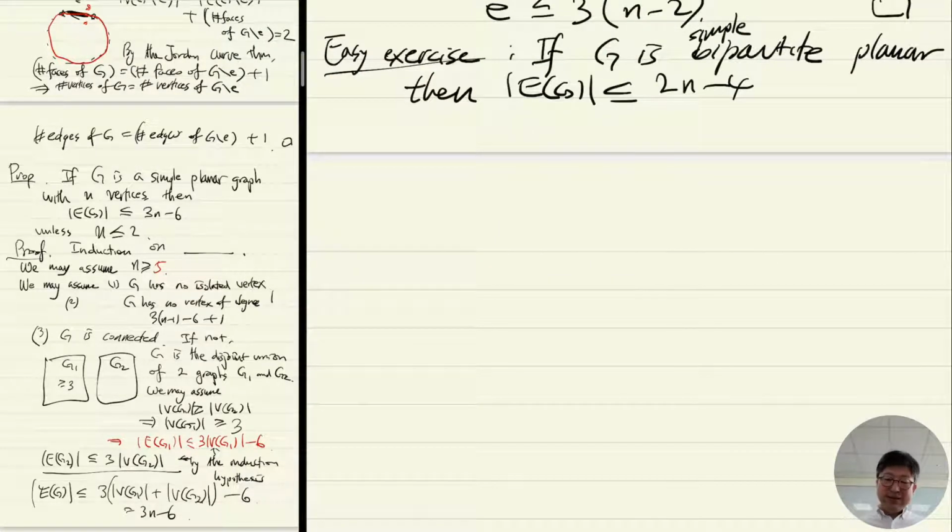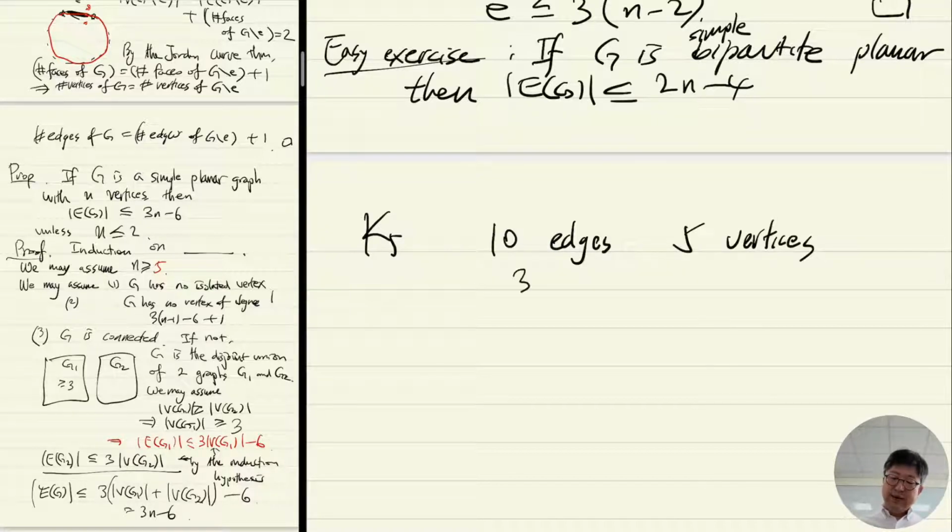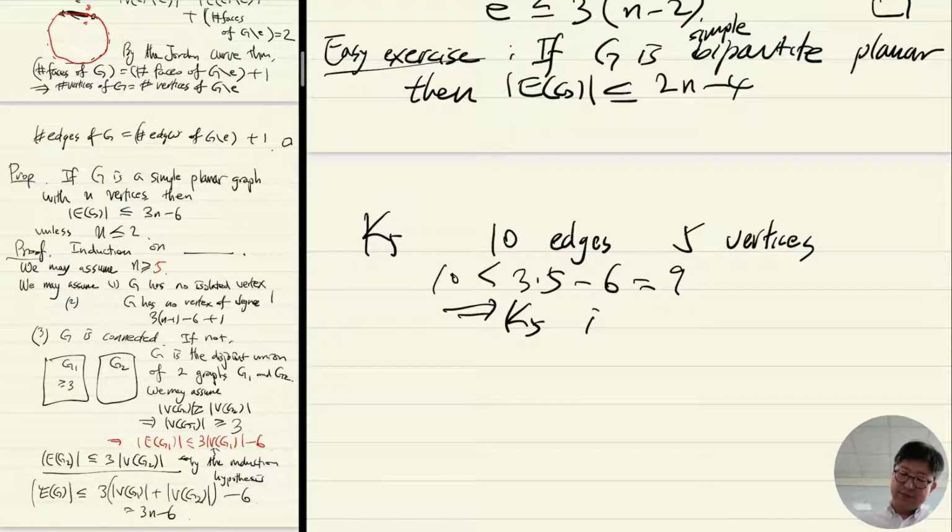Now, why is this interesting? Because K5 has 10 edges and 5 vertices, and 3 times 5 minus 6 is 9. So that means K5 is non-planar. So we have seen many different reasons why K5 is non-planar.